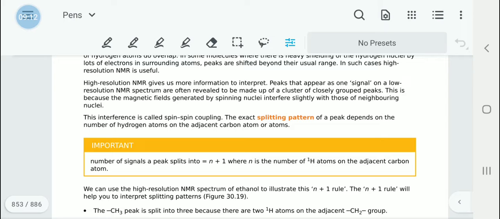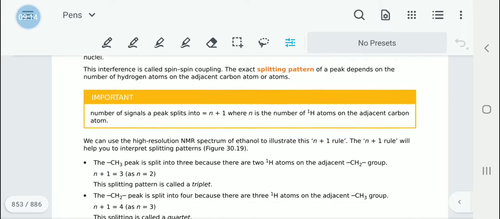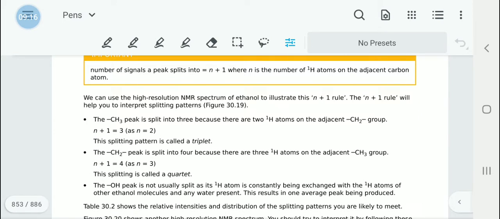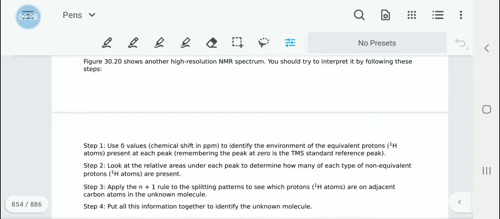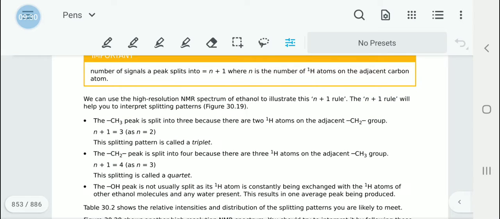The other set of information that has been provided is this: the number of signals a peak would split into is equal to n plus 1, where n is the number of hydrogen atoms on the adjacent carbon atom, right? So when you do the examples, you will be able to understand that.